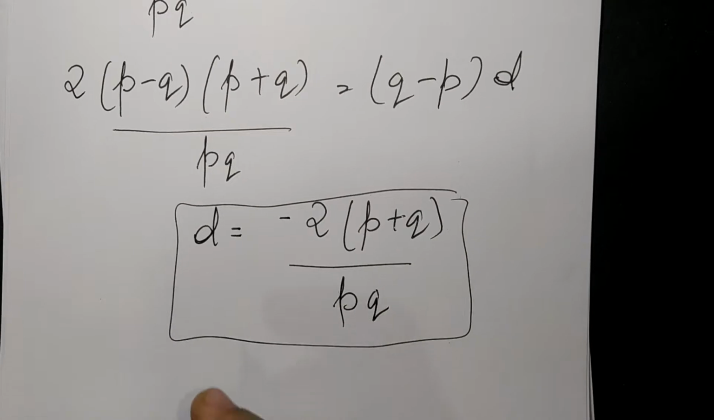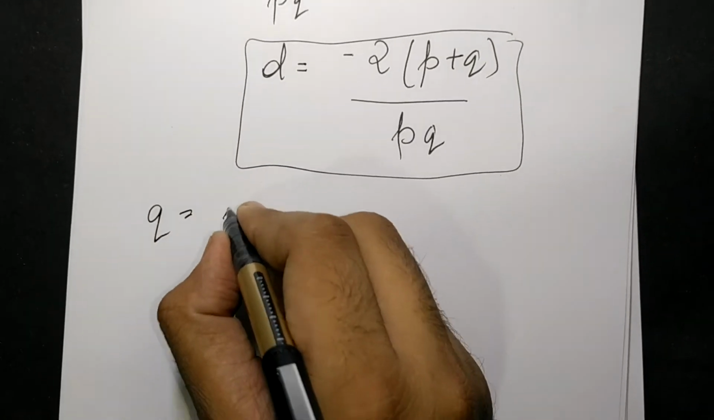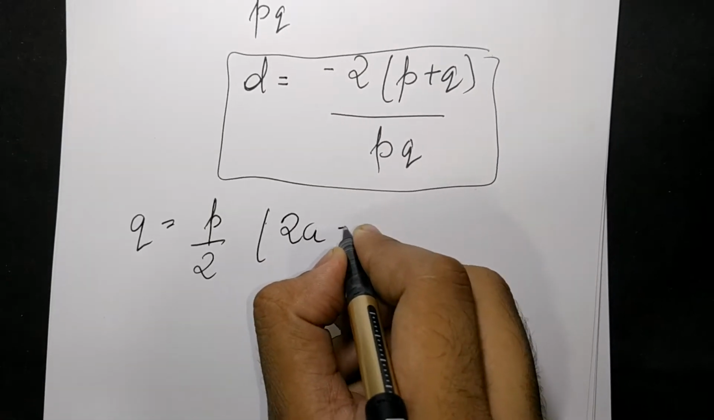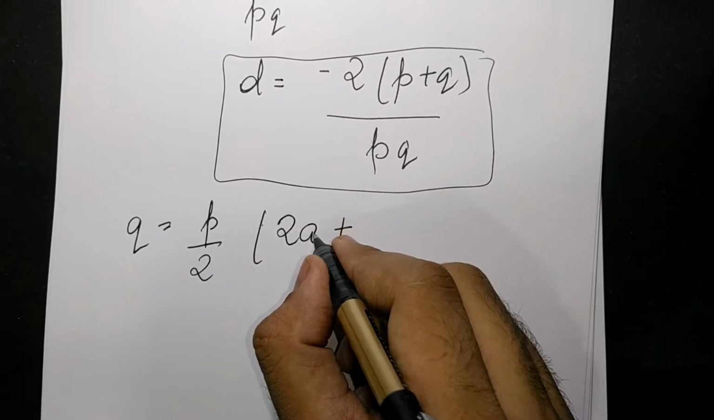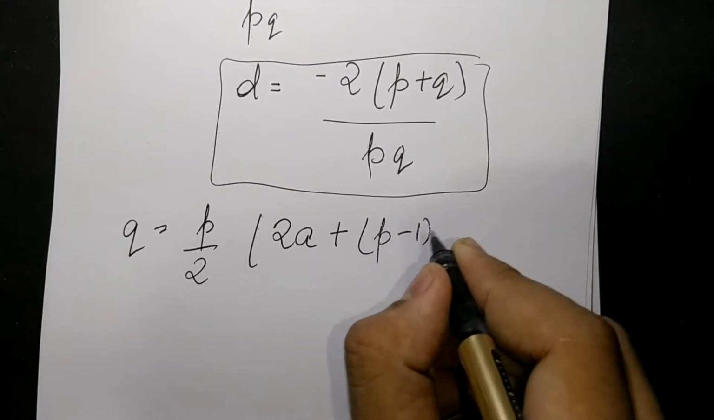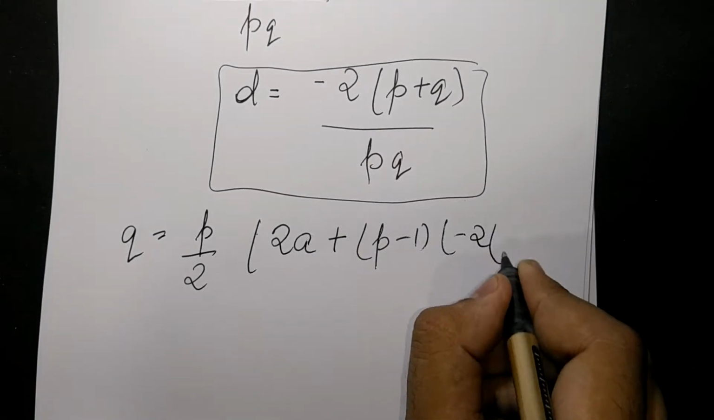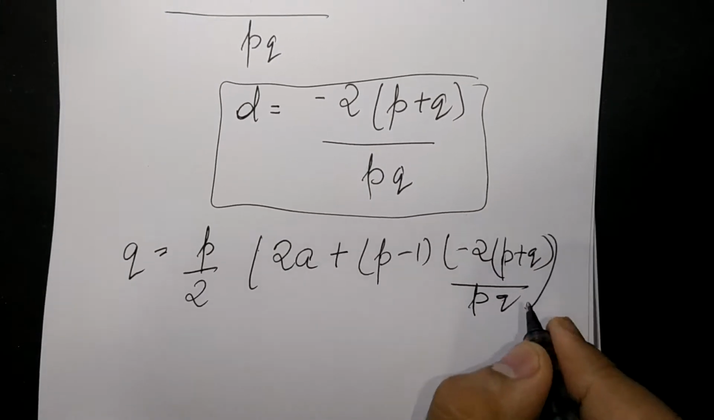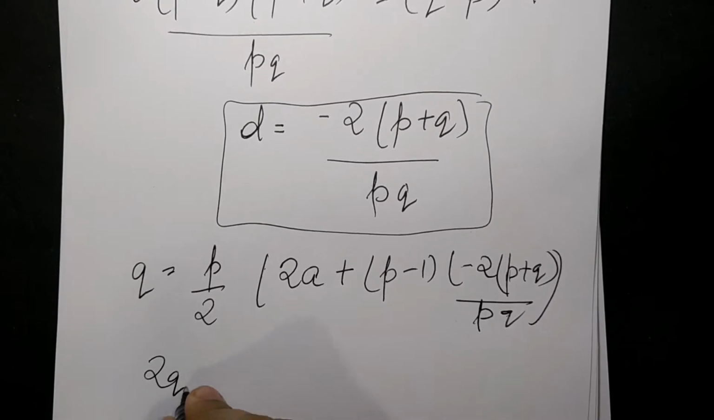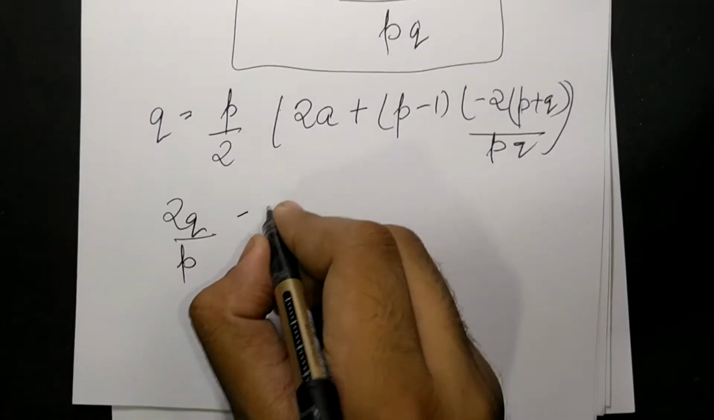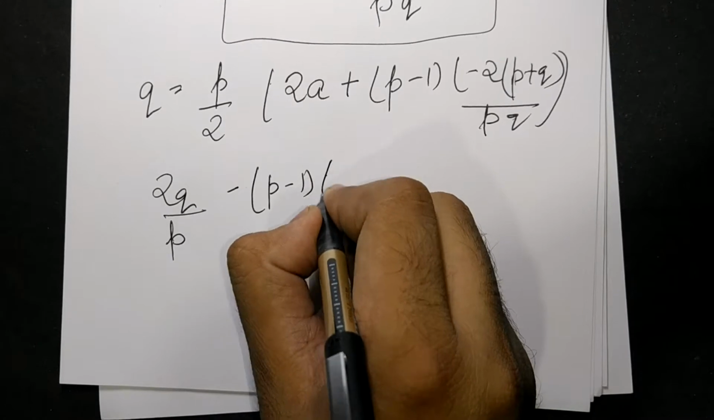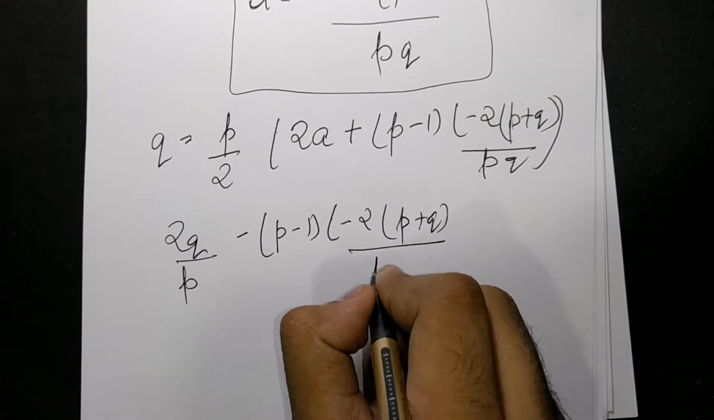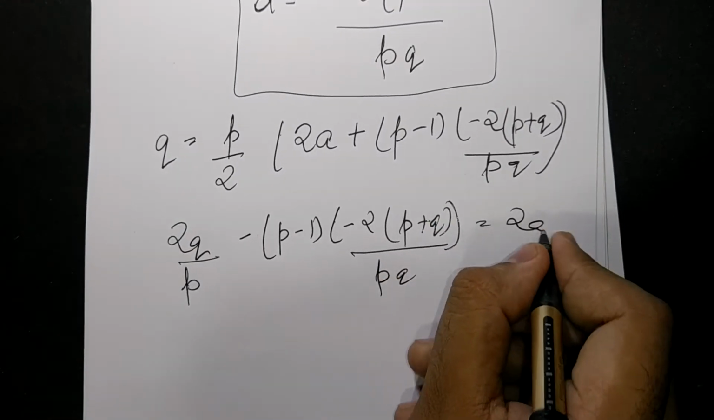Now substituting this value in our first equation, q is equal to p by 2, 2a plus (p minus 1) into d, where d is minus 2(p plus q) upon pq. So we get 2q by p minus (p minus 1) times minus 2(p plus q) upon pq is equal to 2a.